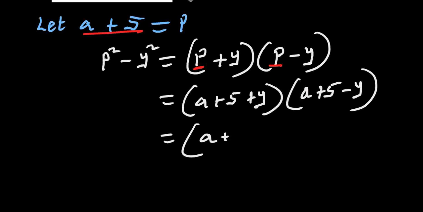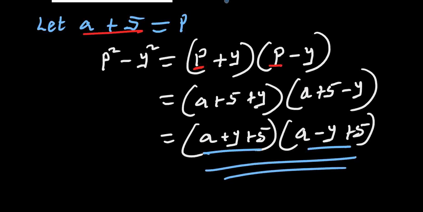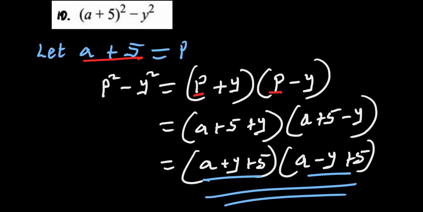If we leave it at this point, it's still correct, but let's have the alphabets come first. So this is a plus y plus 5 and a minus y plus 5. At this point, none of the factors can be factored any further. Since we can't factor this any further, this is now the final answer to this question. And I hope it makes a lot of sense. All right, let's go on to the next question. Question 11.